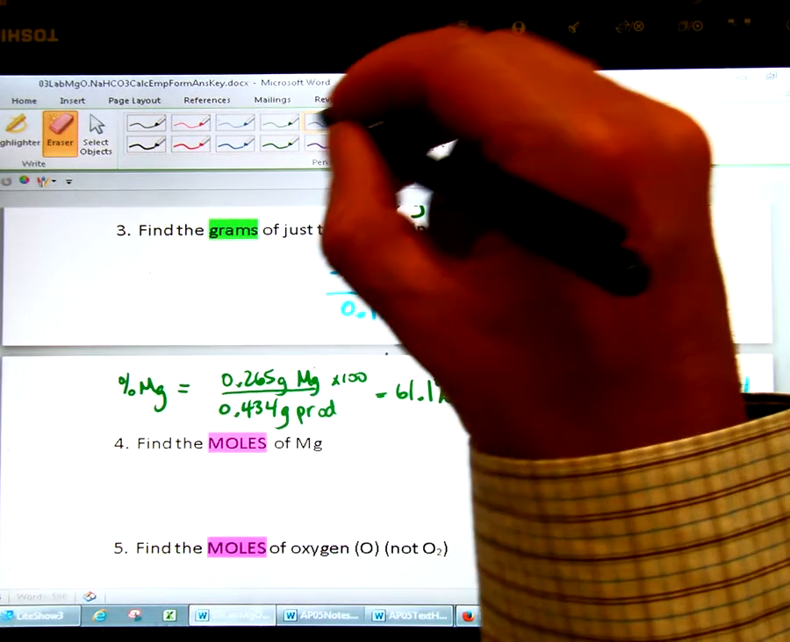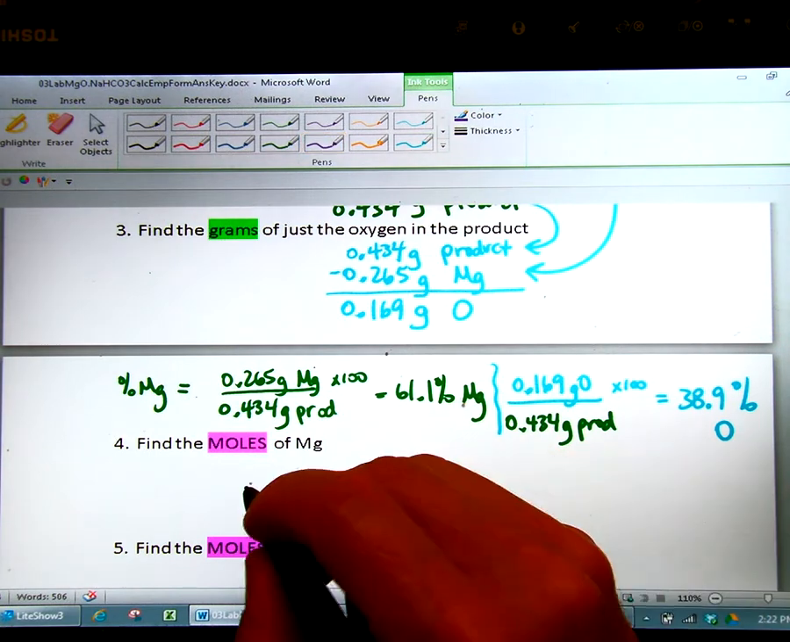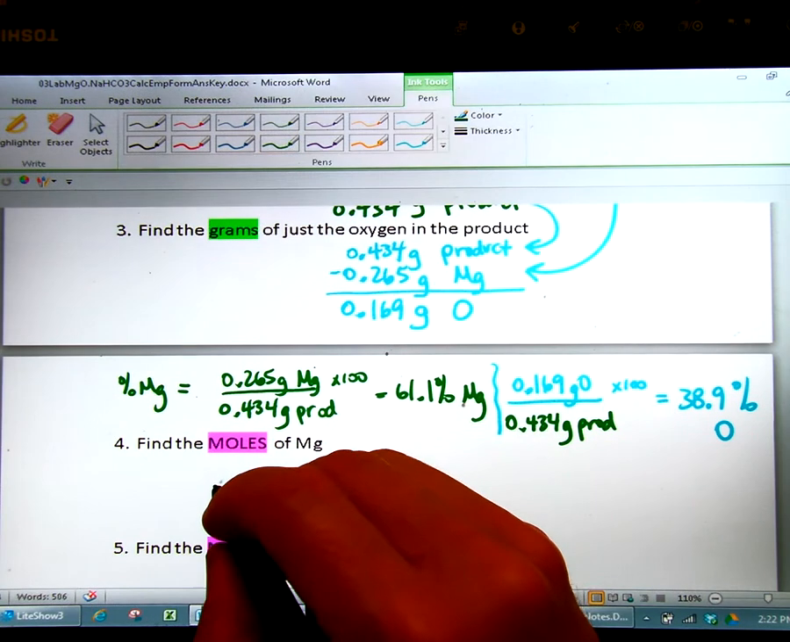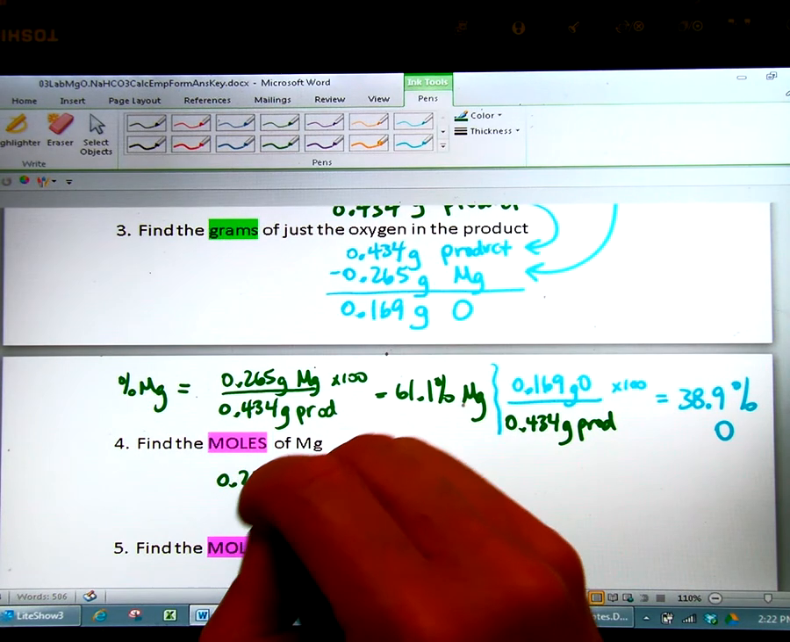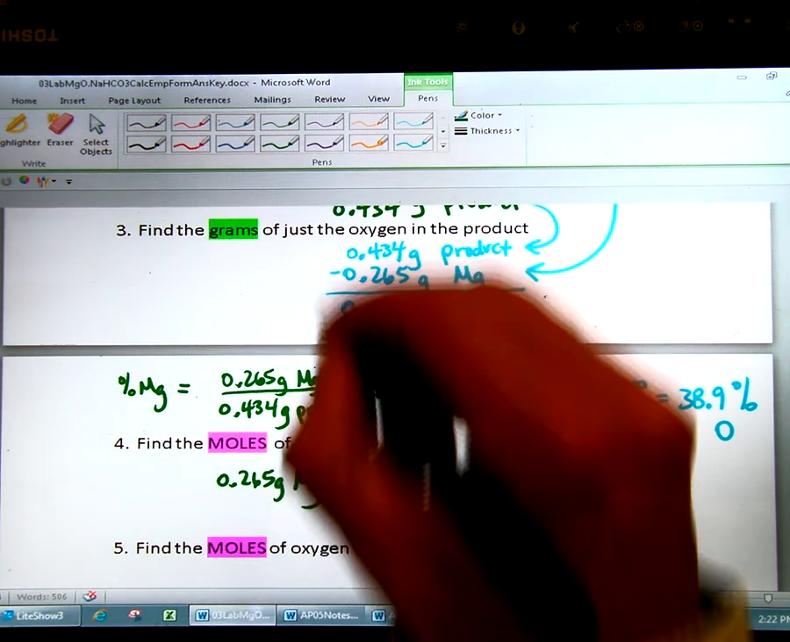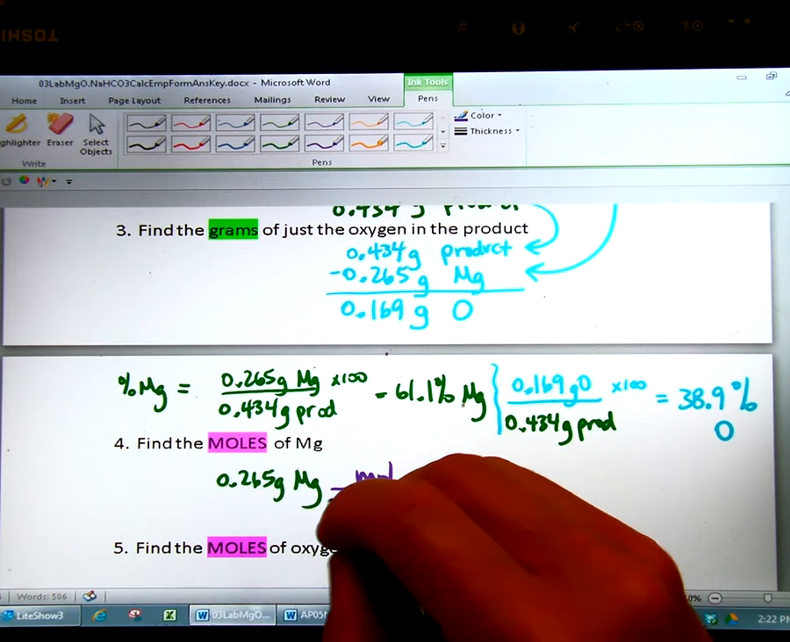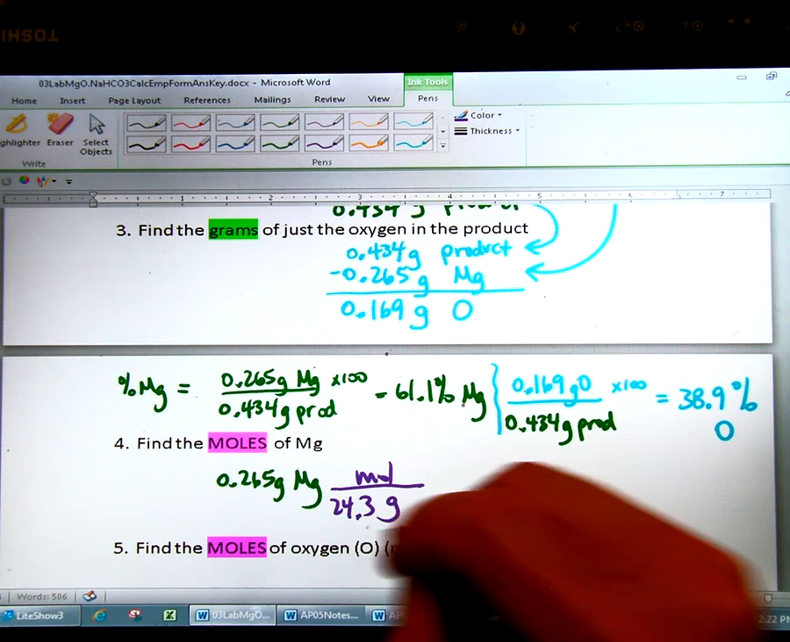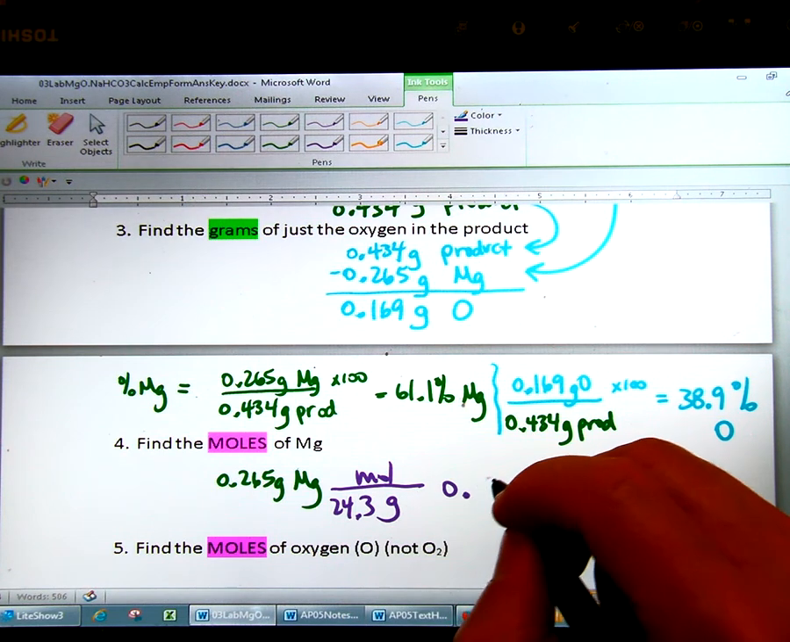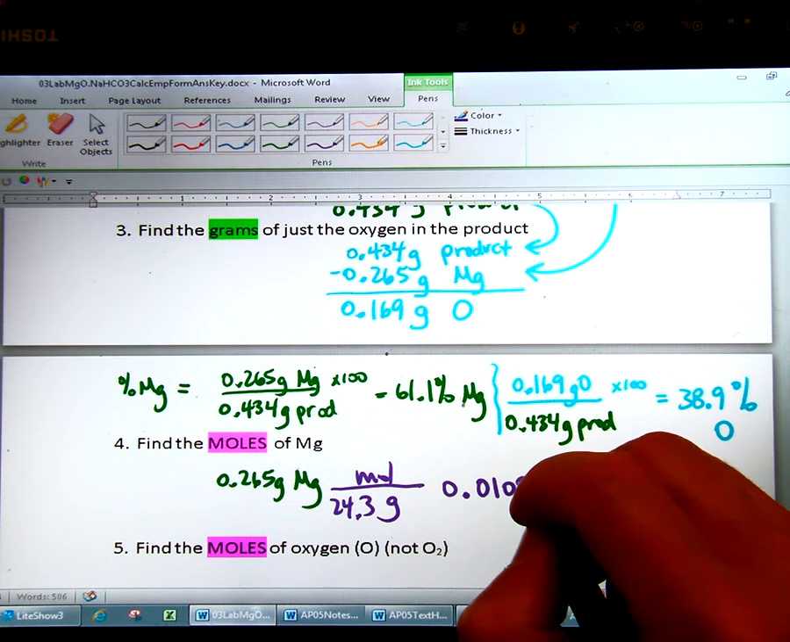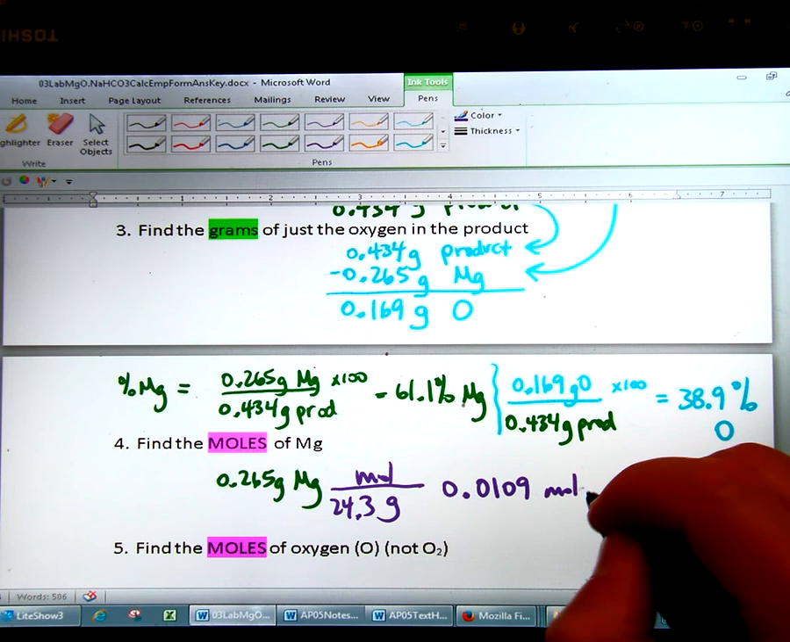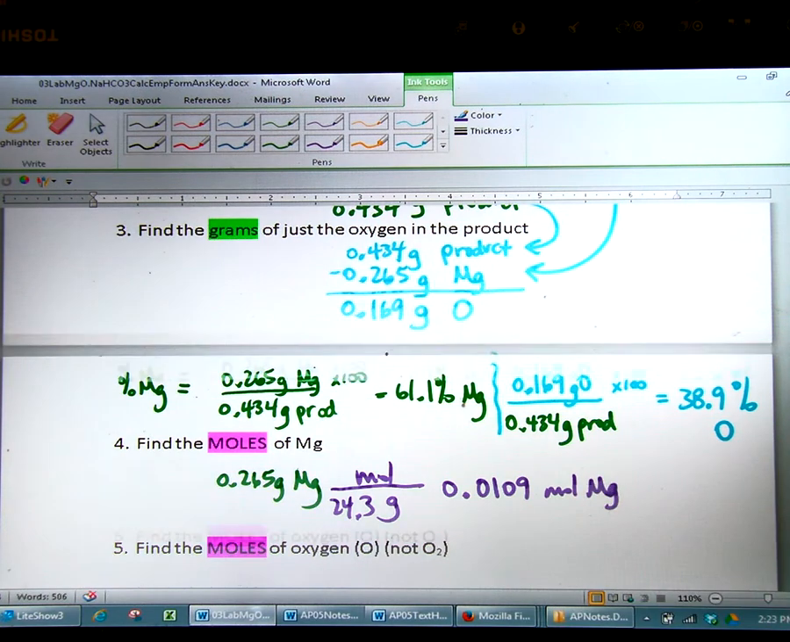Sorry about that. I'll do it over again real quick. So the 0.265 is the grams of magnesium. We're going to get rid of grams and go to moles. It weighs 24.3. So the moles is 0.0109 moles of Mg. Now we're going to get to the moles of oxygen.